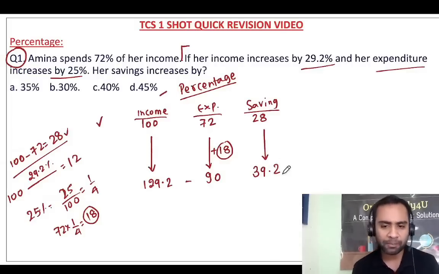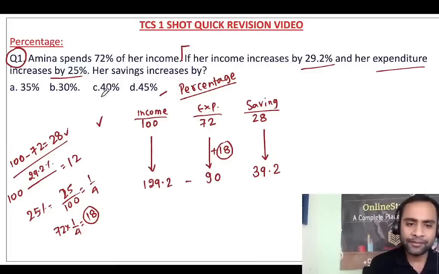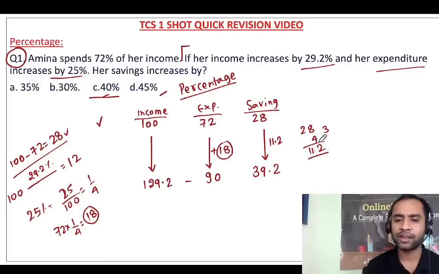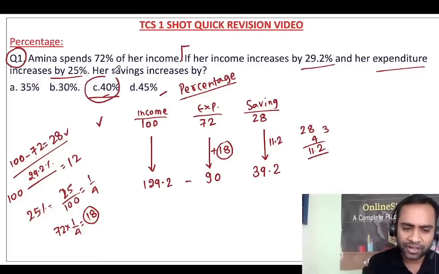Now, what is the percentage? So I will go with the option. 28 into 4, so basically what is the increment? It is 11.2. Now I will just take the option. If I'm multiplying by 4, then 4 8s are 32 and 8 plus 3 is 11. That means 40% will be the answer.